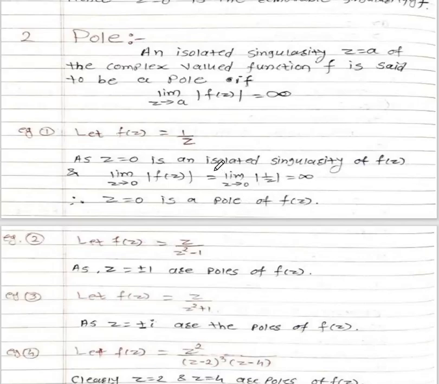For example, f of z equal to 1 upon z. At z equal to 0, this will give infinite terms. It is an isolated singularity of f of z, and limit z tends to 0 of mod f of z, you will get infinity. Therefore we can say that z equal to 0 is a pole of f of z.